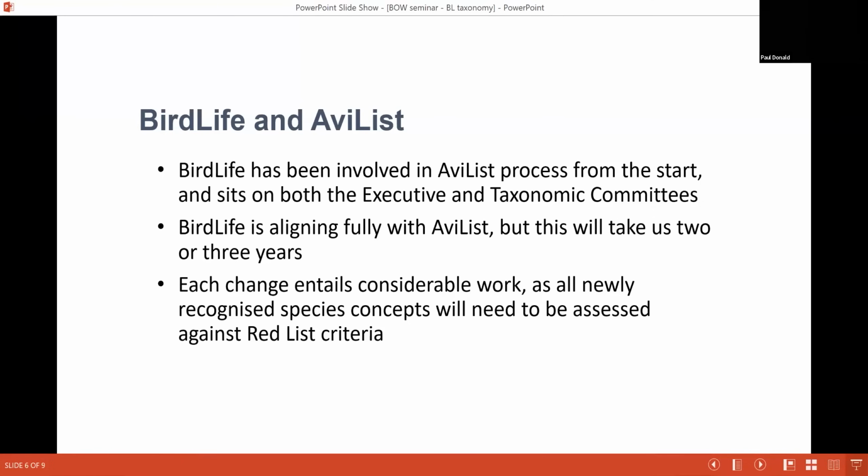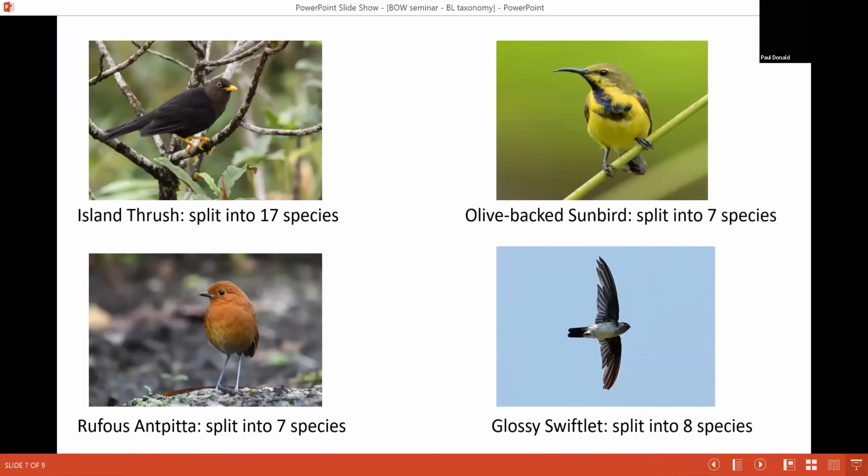But it will take us some time to do that. We estimate currently somewhere like 2 to 3 years. And the reason for that is that every change to our checklist involves a whole load of downstream work, because we will then have to assess every new species concept against the IUCN Red List criteria. And that's a very complex process. It involves a process of consultation, huge amounts of work. It can take a whole week just to process one particular change. And the scale of the problem facing our Red List team is really quite huge.